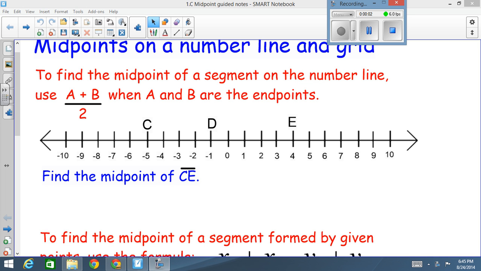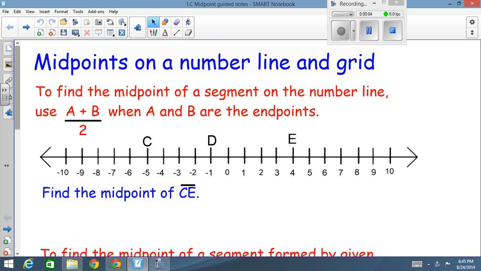Okay, so next thing we're going to do is talk about finding midpoints on a number line, and then in a bit we're going to talk about finding midpoints on a grid. Essentially, to find the midpoint of a segment on the number line, you take one endpoint plus the other endpoint and divide it by 2. It's the same thing as finding an average between a couple of test scores. If you get an 80% on one test and a 90% on another test, and you want to find the average, you do 80 plus 90 and then divide it by 2.